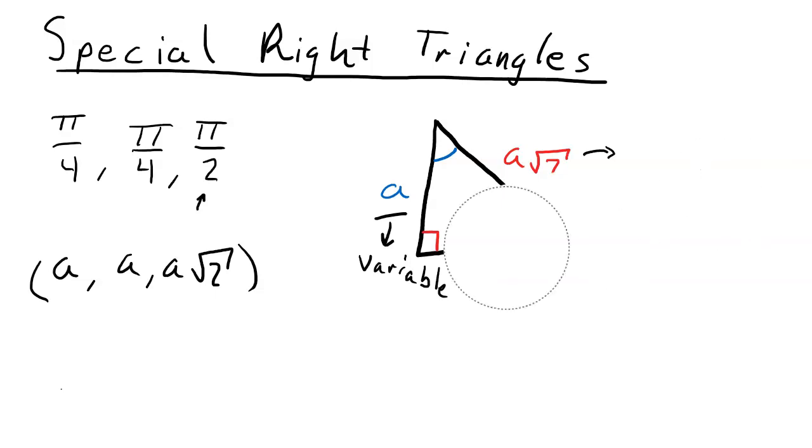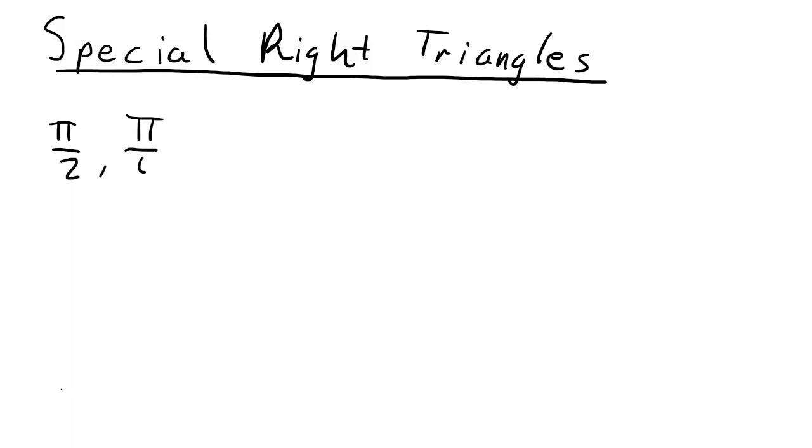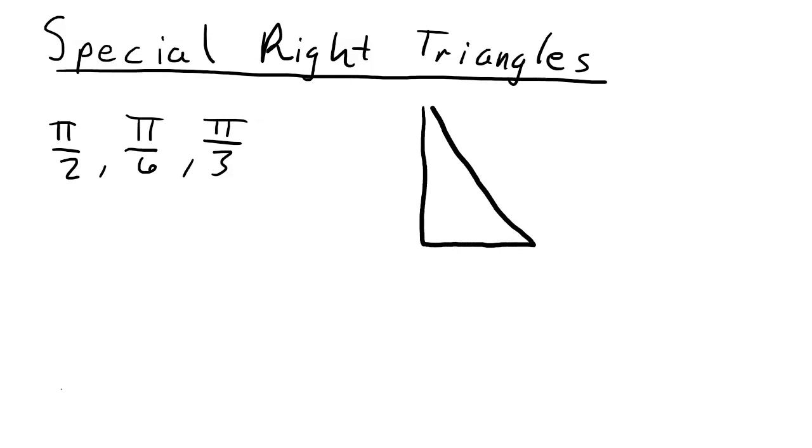Okay, so what's the second triangle that we're going to talk about? Well, again, it's going to be a special right triangle. So there's going to be a pi over 2 in it. The other two angles are going to be pi over 6 and pi over 3. So what does this triangle look like? Well, it looks something like this. So it has kind of like a sharper peak. So this right here is going to be our right angle. This is going to be our pi over 3 angle, sorry. And this is going to be our pi over 6 angle.